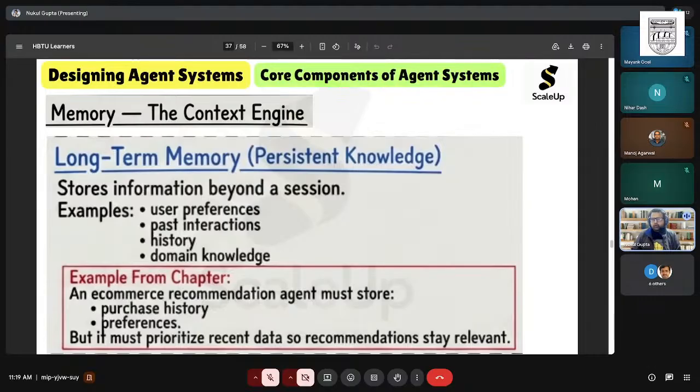If we look at an example from the chapter, an e-commerce recommendation agent must store purchase history and preferences. And this is something which we can get from an external source also. Long-term memory, persistent knowledge, we can get from our organizational database also. So that can also act like a context. Let us suppose we are running an e-commerce platform wherein we are tracking the user's shopping behavior. All that record is getting stored in the database itself. We can use it as the context for our recommendation agent. So that is the persistent knowledge, the long-term memory.